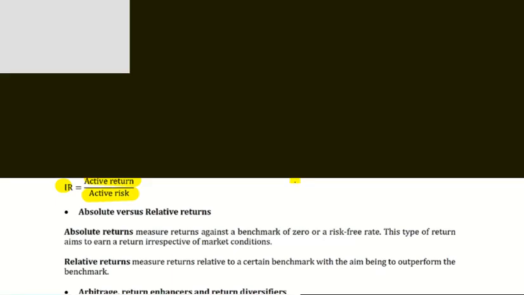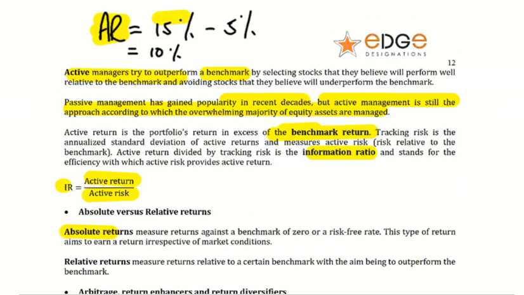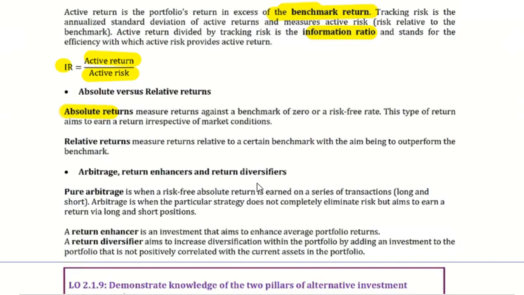We've got absolute versus relative returns. Absolute returns are the actual return itself. So if I just take you back over here, my absolute return will be the 15%. Okay. Relative return is what's my return relative to something else, relative to a benchmark. That'll be the 10% over there.